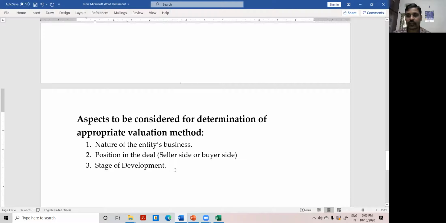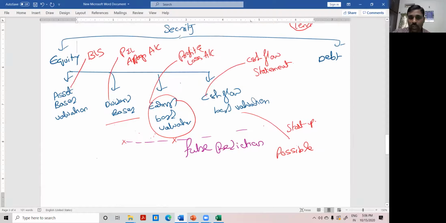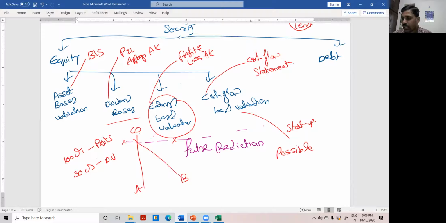Great. Next, what is the point? Next, extent of stake. Say, for example, the company is earning 100 crores as profits and distributing only 30 crores as a dividend. Both A and B have invested in the same company. But A may prefer to use the earnings-based method, while B prefers the dividend-based method. Why, sir? Same company, same business, same stage of development. Then why, sir, different methods? Because the stake is different.